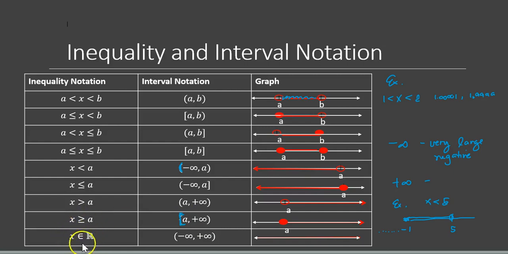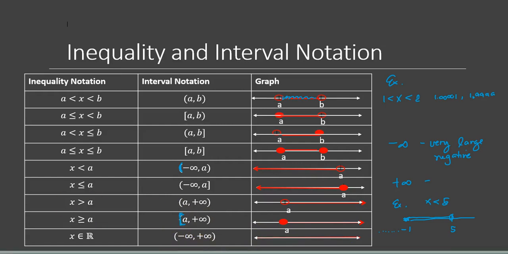So when you see this notation, x an element of the real numbers, that's how you read this. When you write that in interval notation, it means it can be any of the numbers in the real number line. So it would be from negative infinity to positive infinity.